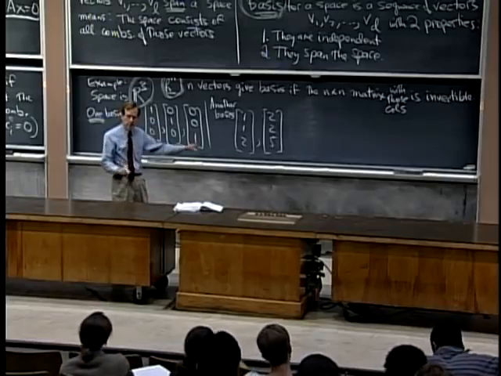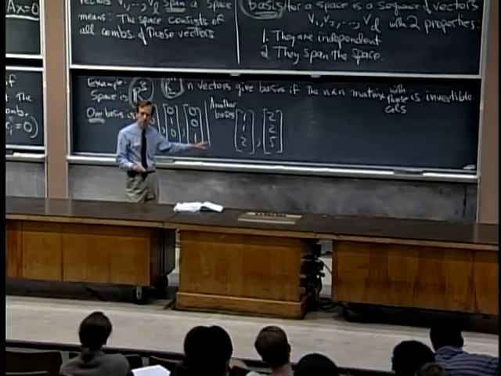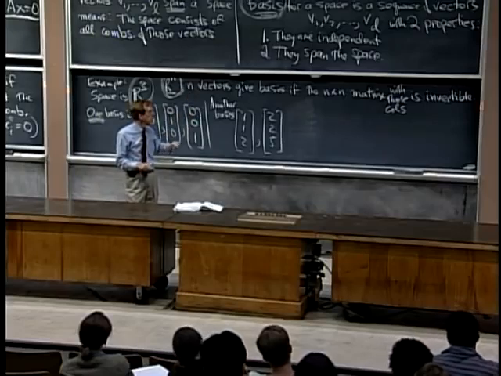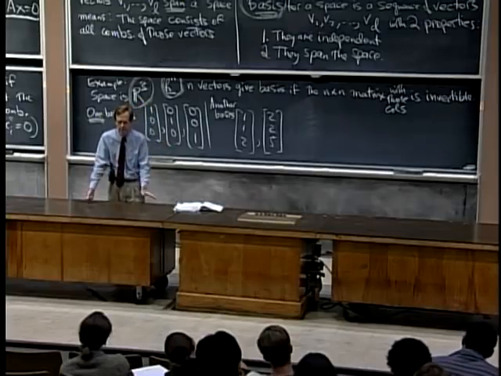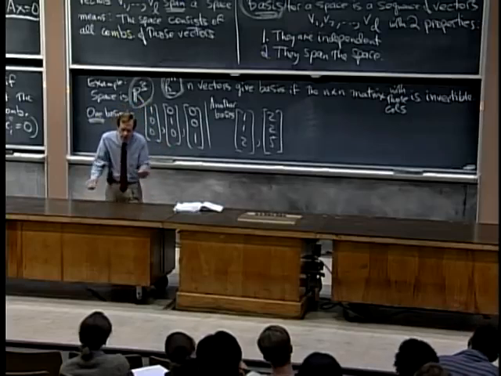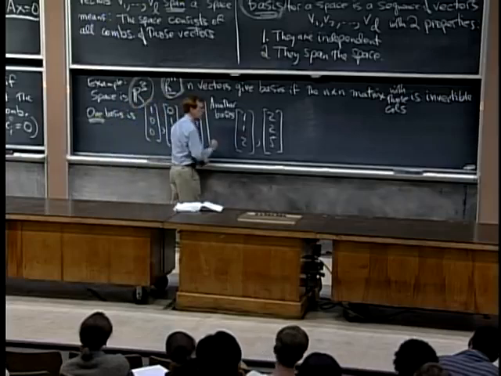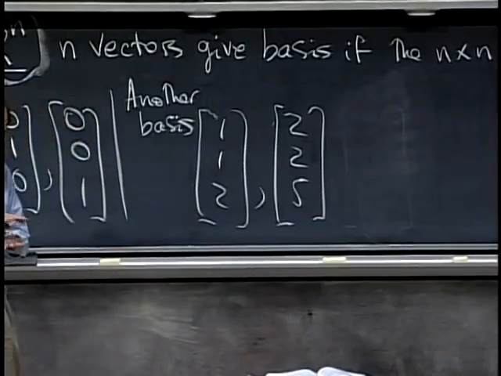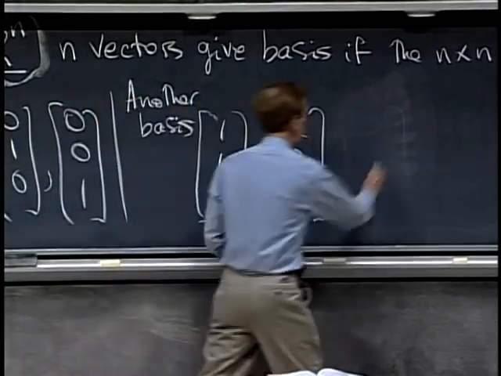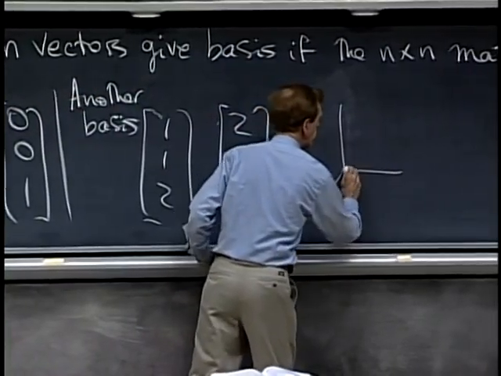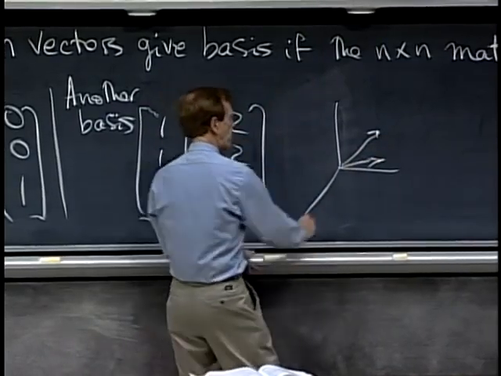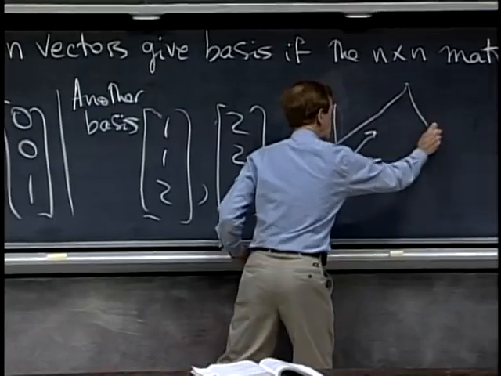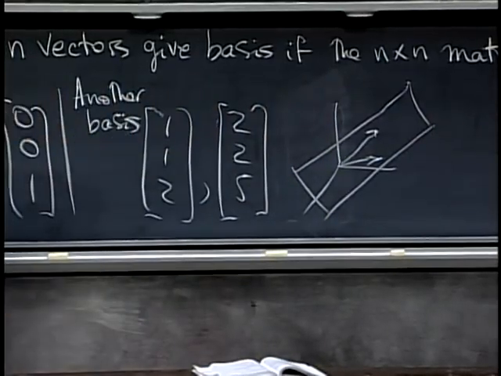Sure. They're independent, so they satisfy the first requirement. So what space shall I take for them to be a basis of? The one they span. They're combinations. It will be a plane inside R3. So if I take this vector (1, 1, 2), say it goes there, and this vector (2, 2, 5), say it goes there, those are a basis for the plane, because they span a plane, and they're a basis for the plane because they're independent.